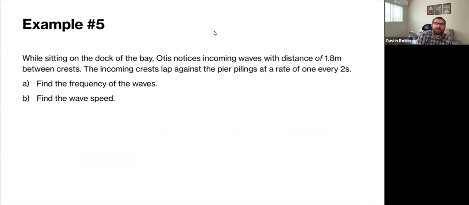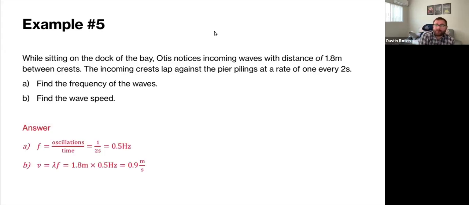Okay, so let's look at this other question here. While sitting on the dock of the bay, Otis notices incoming waves with distance of 1.8 meters between crests. The incoming crests lap against the pier pilings at a rate of 1 every 2 seconds. Okay, so we want to find the frequency of the waves and find the wave speed.